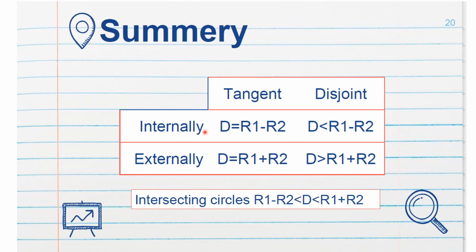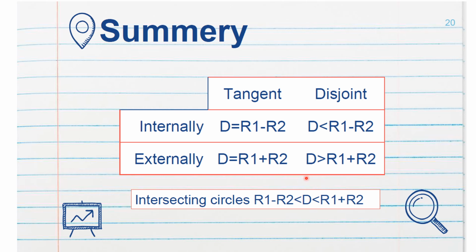So, as a summary for the 4 cases, pay attention. If these two circles are tangent, the distance is equal. If it is tangent internally, the distance is equal to R1 minus R2. If they are tangent externally, outside, the distance is equal to R1 plus R2. So tangent gives me equal. Internally gives me minus. Externally gives me plus.